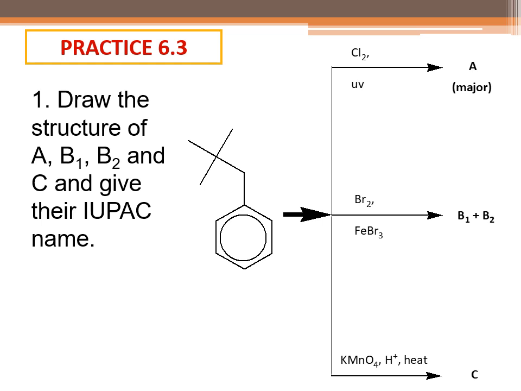This is your homework, practice 6.3. We want you to draw the structure of A when this product is being substituted using free radical substitution, and then this is the second halogenation when it undergoes electrophilic substitution, and this is when that product becomes benzoic acid. C would be benzoic acid. That's your answer.